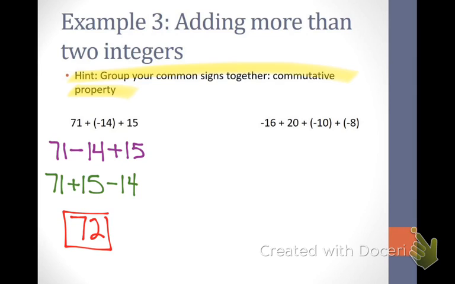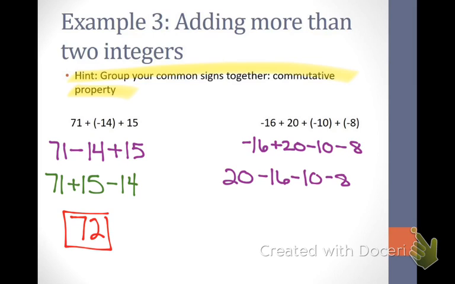All right, now let's look at the second one. What do I do first? I need to get rid of these double signs. Plus and negative is the same thing as subtracting it. So negative 16 plus 20 minus 10 minus 8. So now here I clearly have a lot of what? The majority of this expression is negative. So I can group my negatives together. I can maybe pop my positive out front and then go negative 16 minus 10 minus 8.